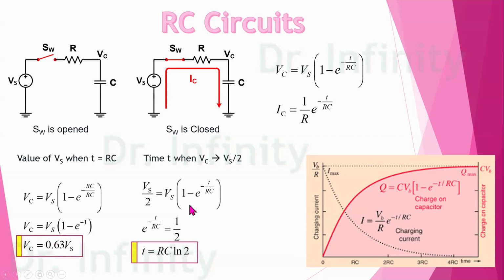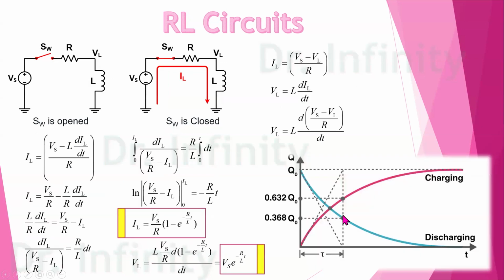Then we can get another condition. What is the time duration when VC becomes half of the source voltage? To do that, we need to replace the VC by Vs divided by 2. After solving this expression, we can obtain the time: T equal RC ln 2. So this is the time.